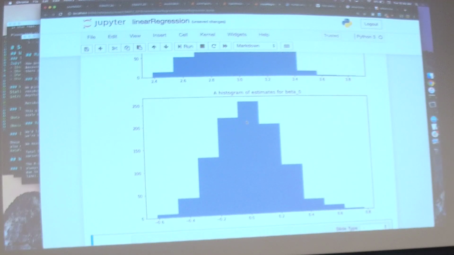So if our hypothesis is that the intercept should be 0, we won't be able to reject that. We can't confirm that it's 0, but we can't say that it's definitely not 0 or probably not 0.